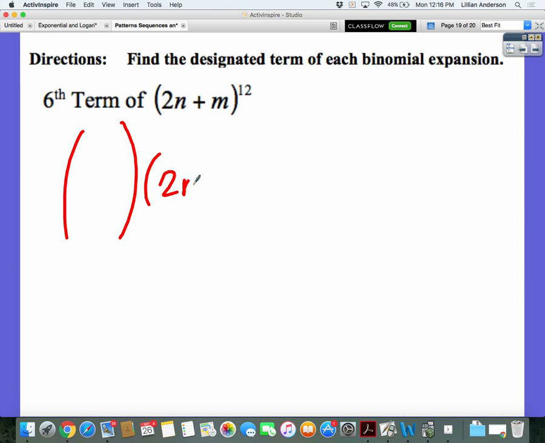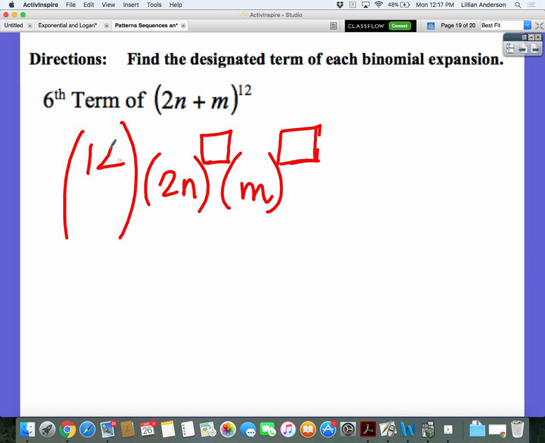Remember, you have your first variable, your second variable. They're going to be raised to some exponent. And I need to fill out this part as well. What number goes at the top? 12. And if I'm looking for the 6th term, it's 5. Because remember, we start at 0, 1, 2, 3, 4, 5. So this is actually the 6th term. What goes here? 6? That's 5. 7. It could be 5 or it could be a 7.